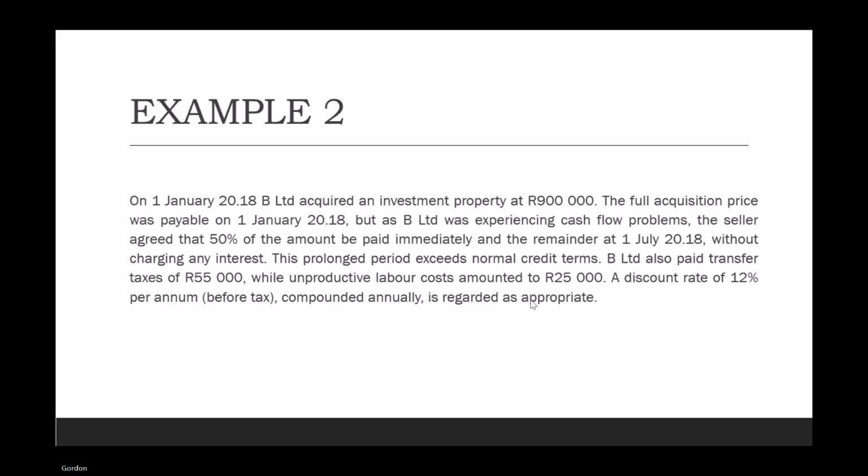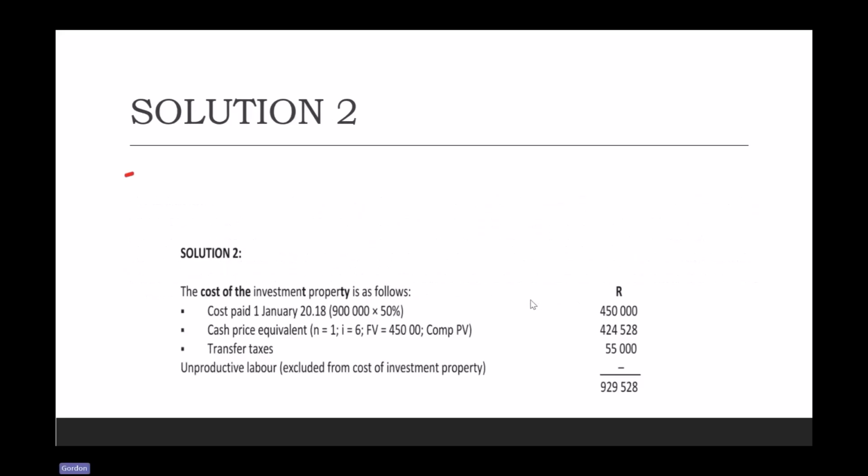It's 25,000. A discount rate of 12% per annum before tax, compounded annually, is regarded as appropriate. So we should use a discount rate of 12% per annum, compounded annually, to be used in this calculation. And the question is, calculate the amount that the investment property will be measured at in the financial statements of B Limited.